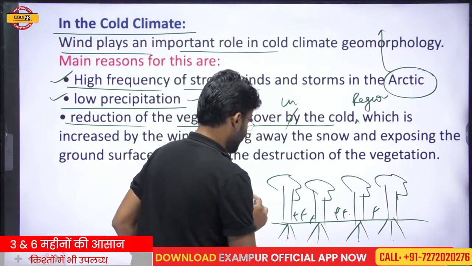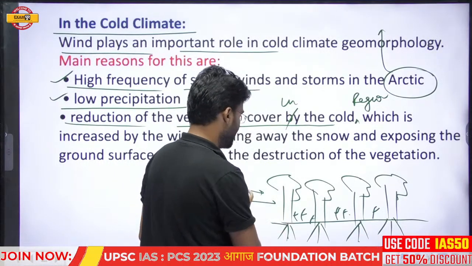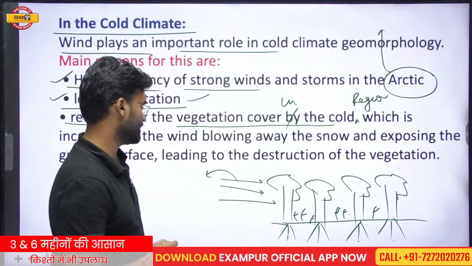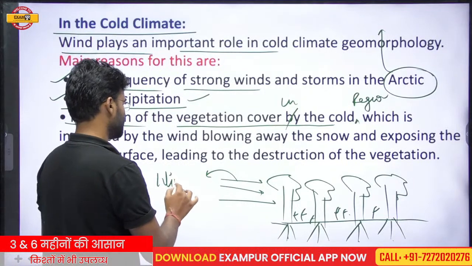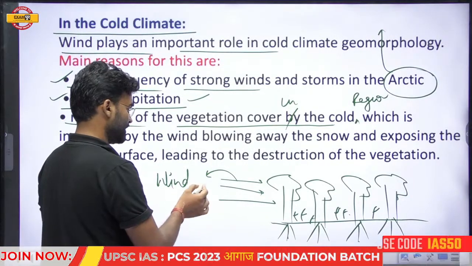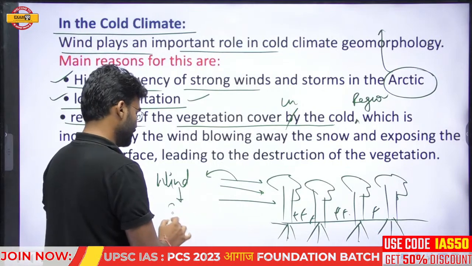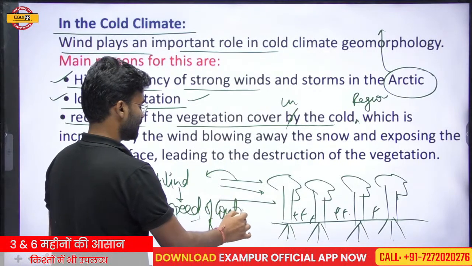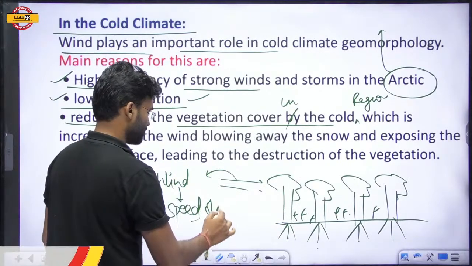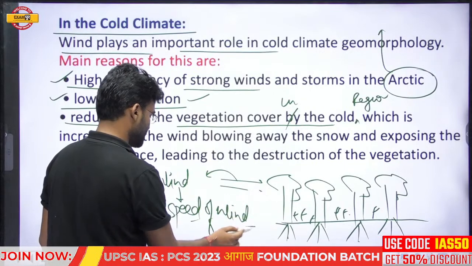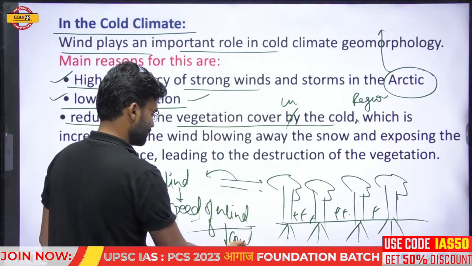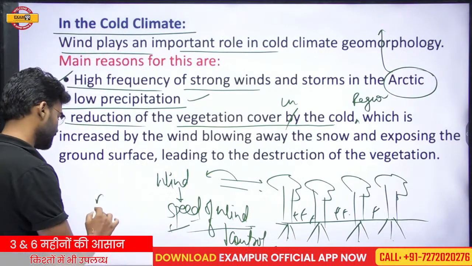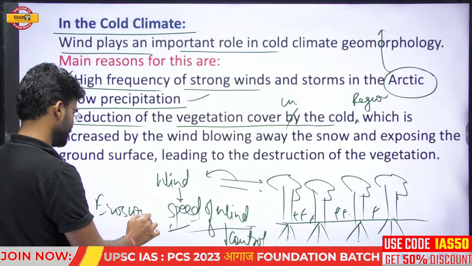And on the surface, if vegetation occurs, then it creates a hurdle to the speed of the air or the wind. If vegetation is found over the surface, then it controls the speed of the wind. If the speed of the wind is controlled, then the erosional capacity of the wind will reduce.